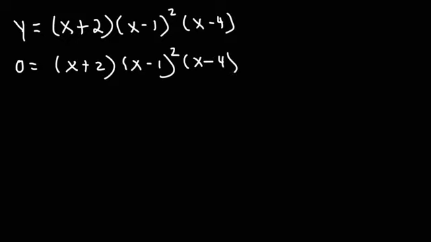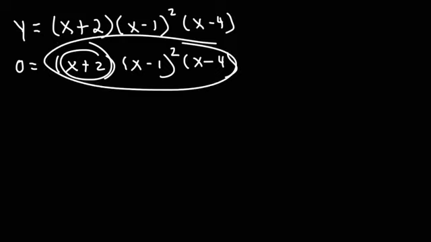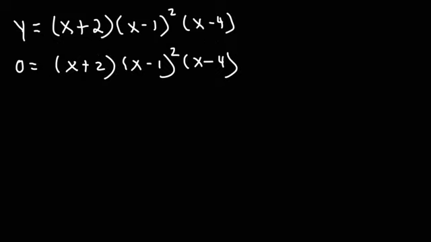So in this equation, what are the possible solutions? According to the zero product property, in order to solve it, we need to set each factor equal to 0. If one of these factors is 0, the entire expression on the right side will equal 0, because 0 times anything is 0. So we're going to set x plus 2 equal to 0. We're going to set x minus 1 equal to 0, and x minus 4.